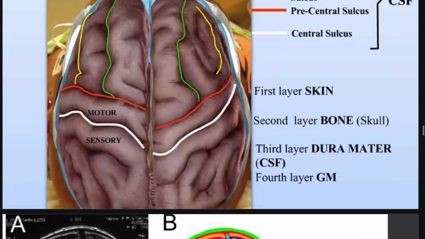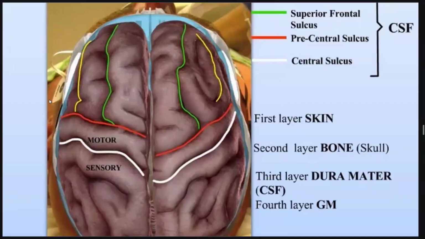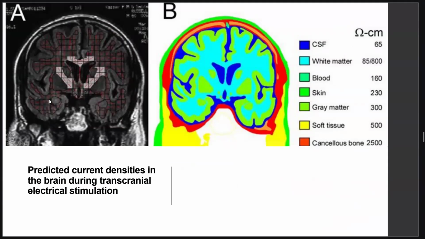There was a study done to predict the current densities in the brain during transcranial electrical stimulation. People who perform motor evoked potential will notice that there is a wide variety of parameters with which you can get the evoked potential. One of the causes of variable current intensities is the density of the tissues and their impedances. For example, even CSF has an added impedance. White matter has an impedance. Blood, skin, gray matter, soft tissue. The bone is the main barrier, but there are other barriers that add onto the impedance. So in practical terms, if your electrode is not on the cortical gyrus but on the sulcus, you might need higher current.